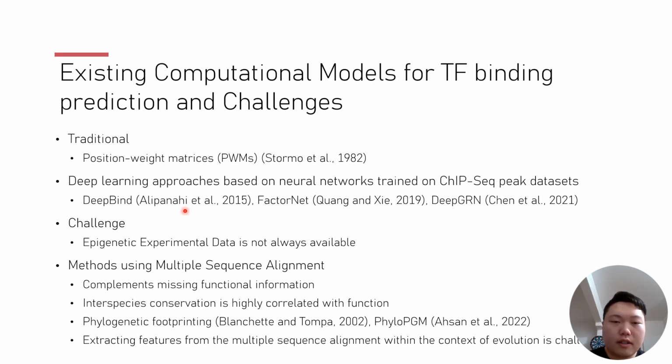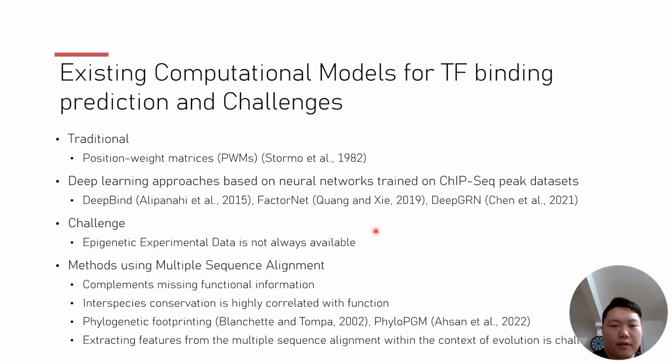It includes DeepBind, which uses human sequence for predicting. FactorNet and DeepGRN use both human sequence and the epigenetic experimental data as an input to predict the transcription factor binding. These kinds of models still face some challenges, in that these epigenetic experimental data, such as DNase-seq, are not always available.